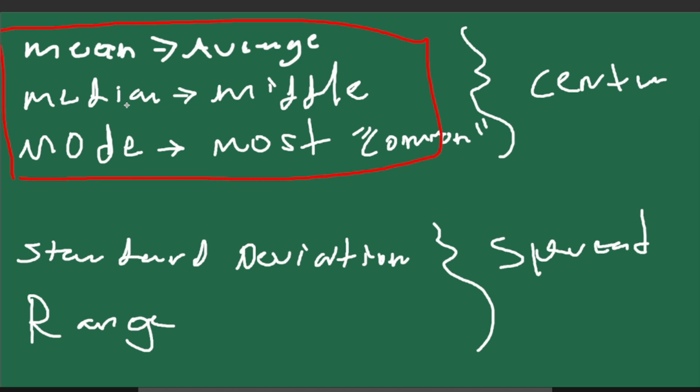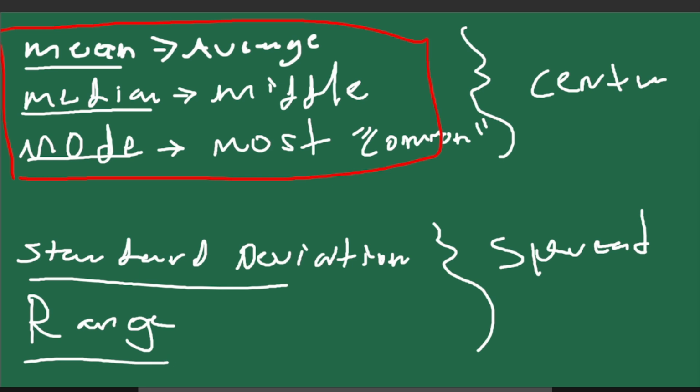Okay? So just for the sake of confusion, every single data set for the purposes of the SAT will have a mean, median, and a mode. You will never only have one thing, and same thing with this and this. You're always going to have standard deviation, you're always going to have a range.